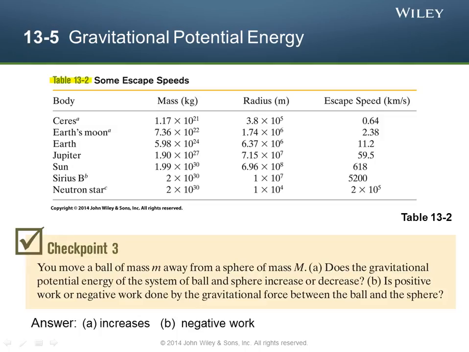Table 13.2 here talks about the escape velocity of various different celestial bodies, whether they're moons or planets, or cold, icy dwarfs, like some of these things out by Pluto, or a neutron star. So they all have different escape velocities, and we can see those based on this table.